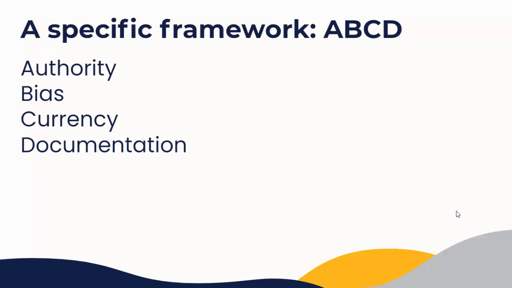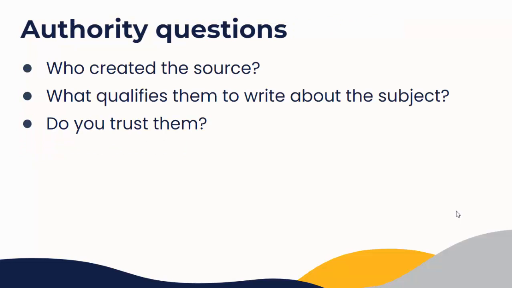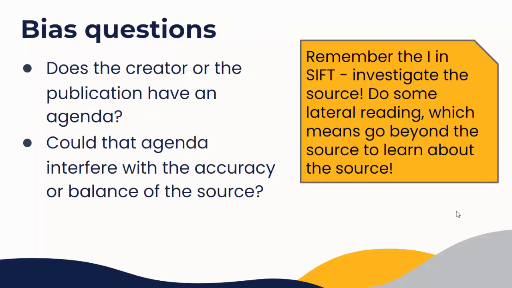As we're investigating sources, finding other coverage, and tracing claims, we can ask ourselves questions related to authority, like who created the source and what qualifies them to write about the subject. We can also ask questions related to bias, like does the creator or the publication seem to have an agenda, and could that agenda interfere with the accuracy or balance of the source? By the way, this is where the I in Caulfield's SIFT method becomes really important. We need to investigate the source by going outside of the source itself so that we can get the most accurate picture of potential biases. Mike Caulfield calls this lateral reading, meaning that we go beyond the source to learn about the source.